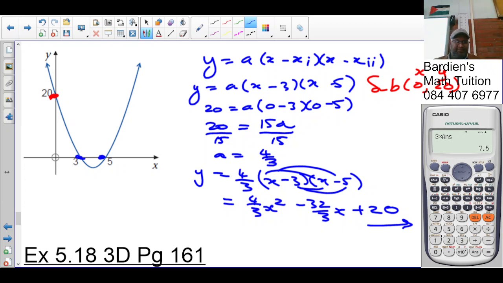Alright, so now we're going to look at determining the equation of the hyperbola. Okay. So that's your new heading, determining the equation of the hyperbola.